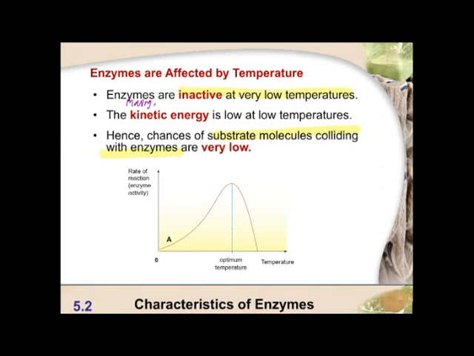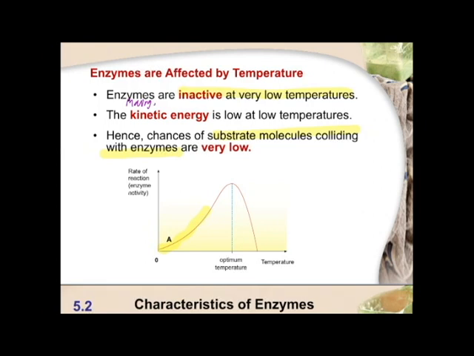So at low temperature, you have low kinetic energy. So all your molecules are moving very slowly. And when they are moving very slowly, the frequency of them colliding with each other, a substrate and an enzyme, is very low. And hence, this will decrease the chance of the substrate having an effective collision with the enzyme, and therefore there will not be a reaction. So this actually happens at the start, at A.